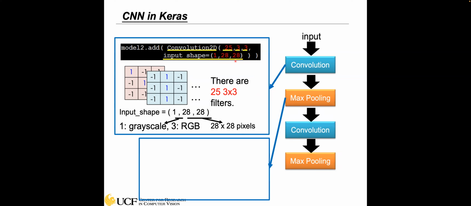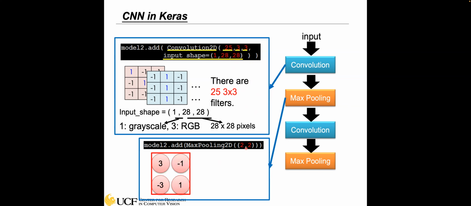As mentioned, we have 25 3 by 3 filters, so that's specified for your convolution layer. And for the max pooling, we do MaxPooling2D. You specify your window size 2 by 2, which is very common, and you're basically selecting the maximum from that window.